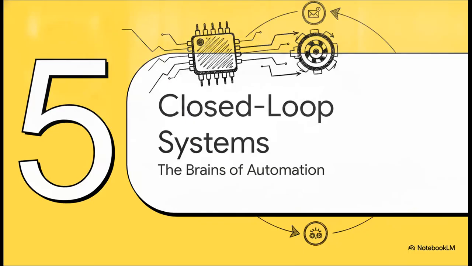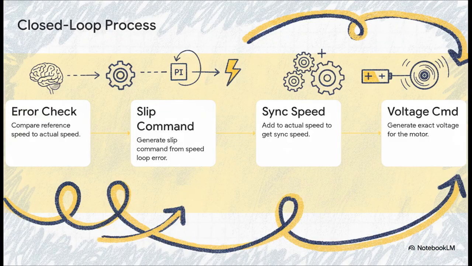Finally, Section 5, Closed-Loop Control Systems. So, let's look at how all of this builds into a fully automated loop. This takes a wildly complex algorithm and distills it into a linear, real-time process. Step 1. The brain compares the speed we want, our reference speed, to the actual speed the motor is currently spinning. That generates an error signal.